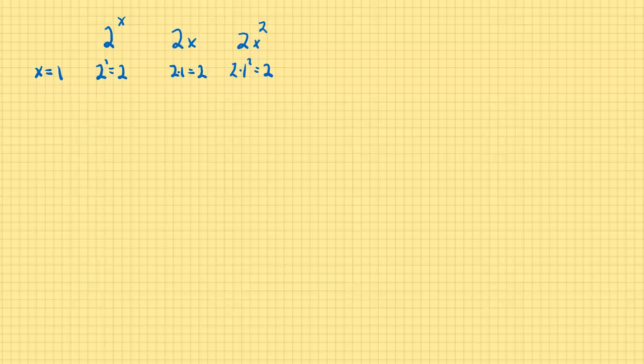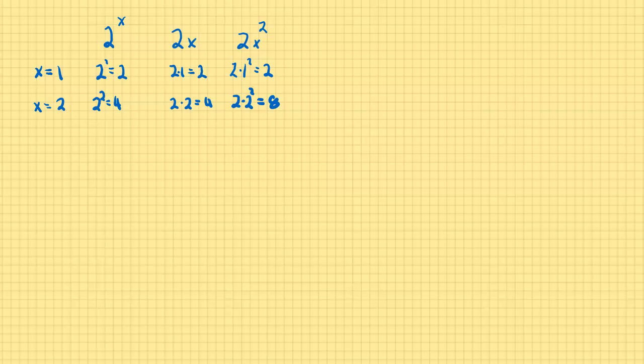Let's take a look at what happens when x equals 2. So here we have 2 squared, which is 4. Here we have 2 times 2, which is also 4. And for the quadratic function, we have 2 times 2 squared. Well, that's 2 times 4, which is 8. So when x equals 2, the quadratic function has a greater value than the other two.